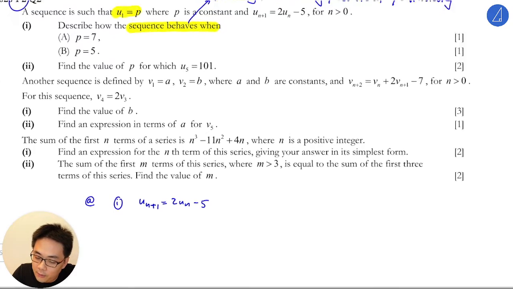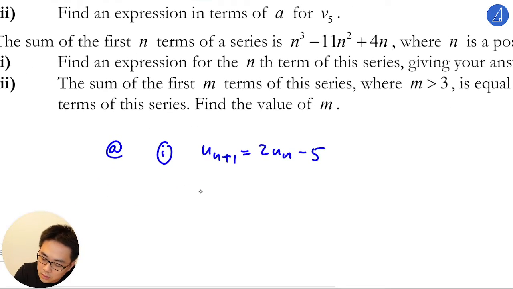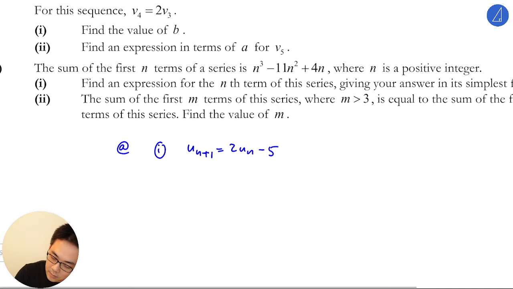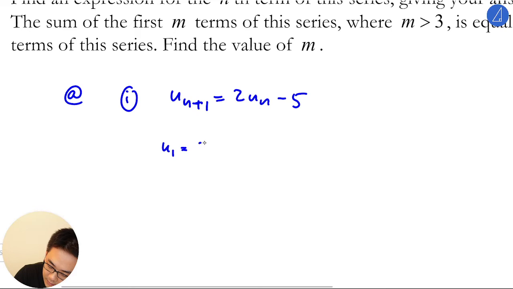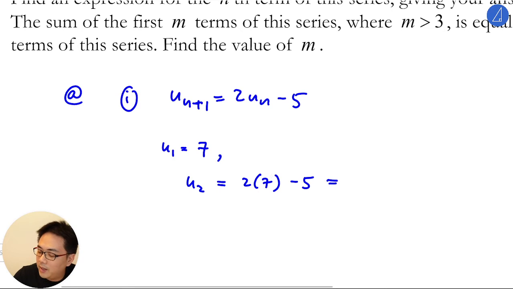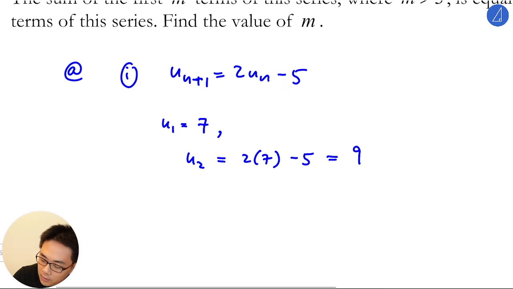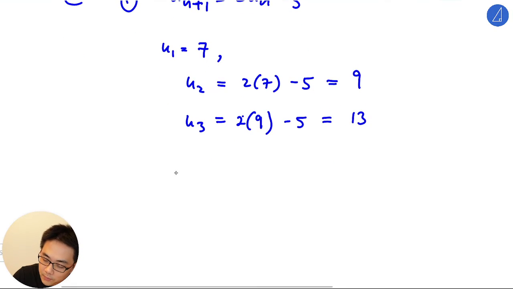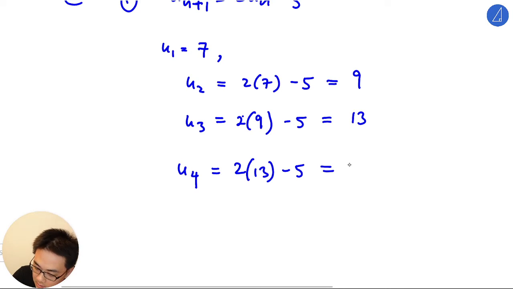So if U1 is P, which is 7, means you just see U2. U2 will be twice of 7 minus 5. 14 minus 5 will be what? 9, right? Then U3 will be twice the current term, then minus 5. 18 minus 5 will be 13, right? Right, so U4 is just twice of 13 minus 5 again. That will be 21, and so on.